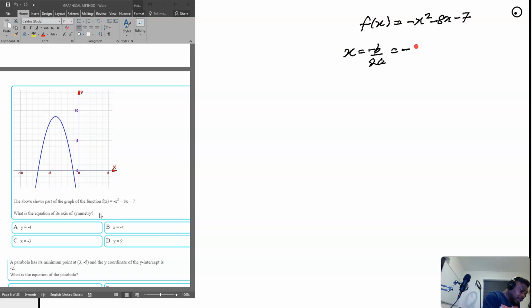That is minus, what is b? Minus 8 over 2 times, what is a? Minus 1. So this is 8 over minus 2. That is minus 4. So x equals minus 4. That is option B.